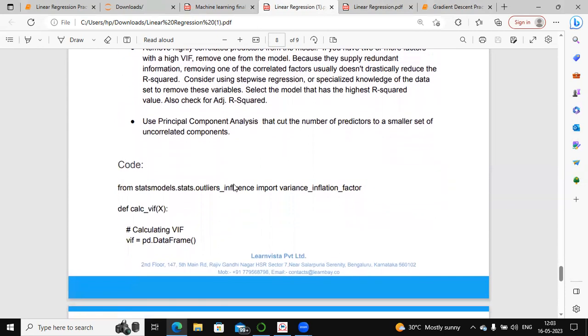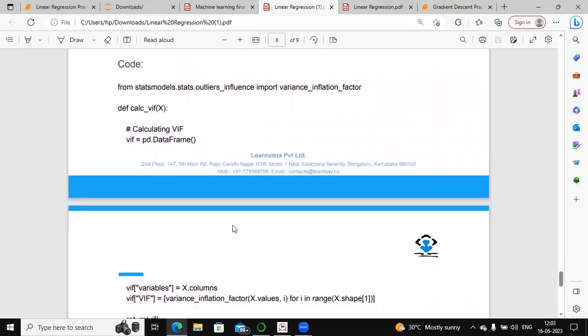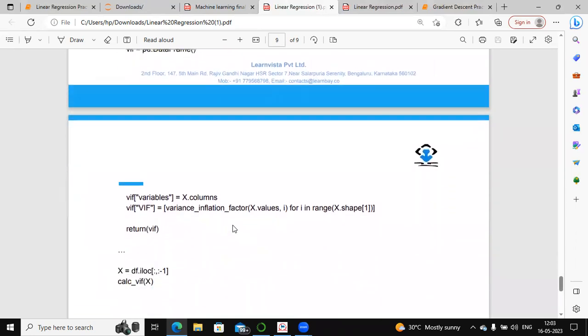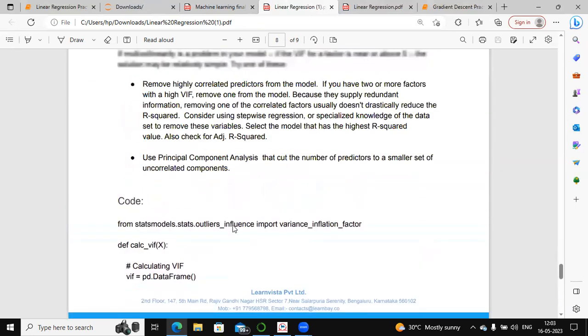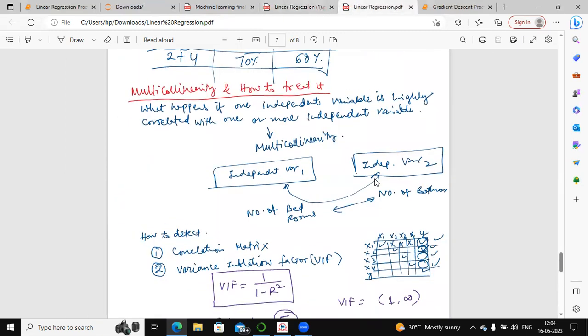Okay. So this is the code for calculating the variance inflation factor. I will teach you these things in the coding part. Let's see the notes that I have prepared. So, multicollinearity and how to treat it.